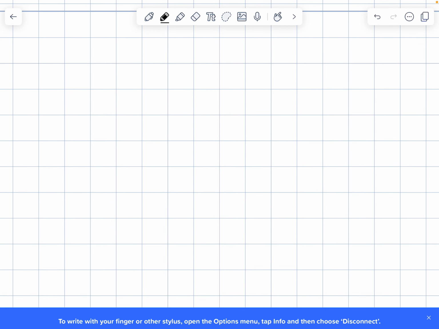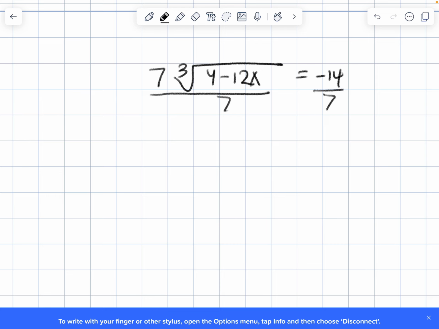Getting slightly more complicated, we have this one: 7 times the cube root of 4 minus 12x equals negative 14. Okay, think of this as layers of an onion. We're going to peel away this 7, and that's going to give us the cube root of 4 minus 12x.